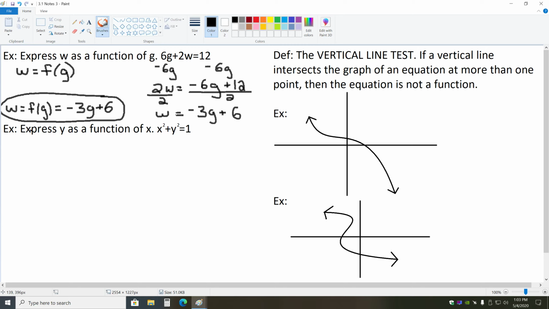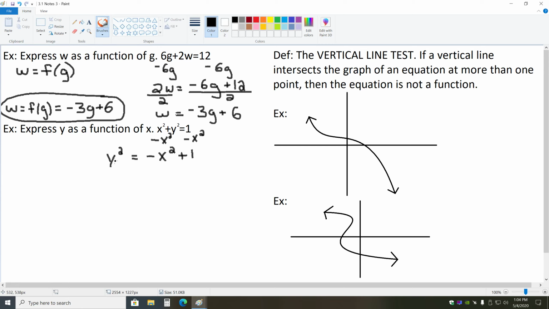Okay, now getting back to our normal variables, y and x, we now have another example that says express y as a function of x. So we're going to go through the same process again. We have x squared plus y squared equals 1. To get y alone, because we need y equals f of x, we will subtract x squared from each side, which gives us y squared equals 1 minus x squared. Again, we'll put it in order of exponent.